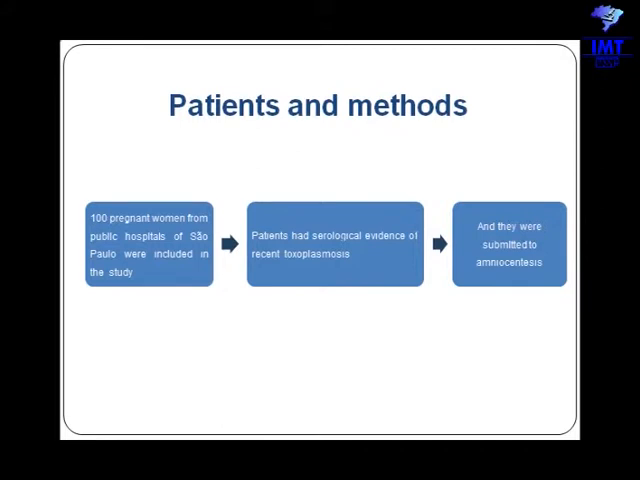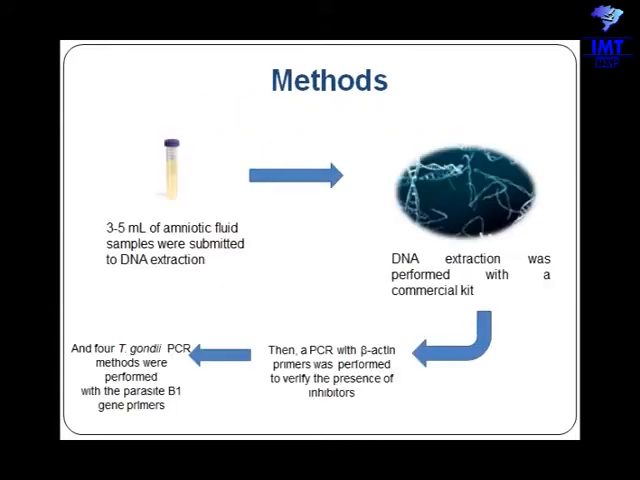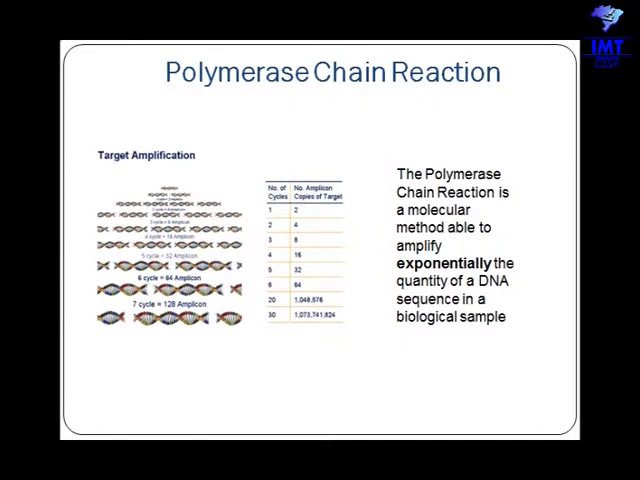100 pregnant women from a public hospital of São Paulo were included in the study. Patients had serological evidence of recent toxoplasmosis, and then were submitted to amniocentesis. 3 to 5 milliliters of amniotic fluid sample were submitted to DNA extraction. DNA extraction was performed with a commercial kit, then a PCR with beta-actin primers was performed to verify the presence of inhibitors. And for T. gondii, PCR methods were performed with the parasite B1 gene primer.